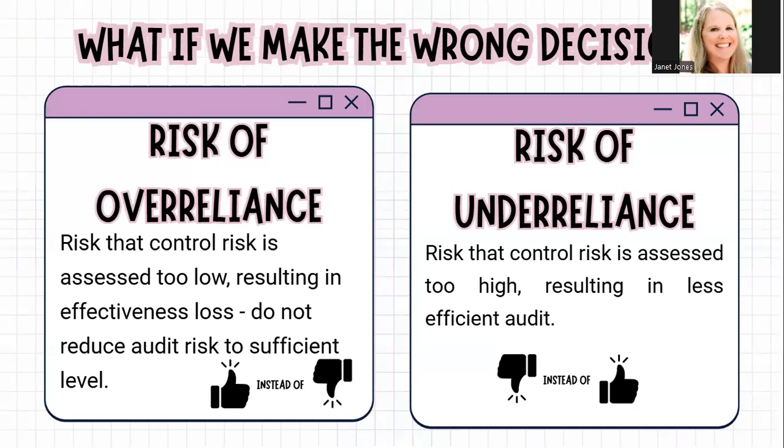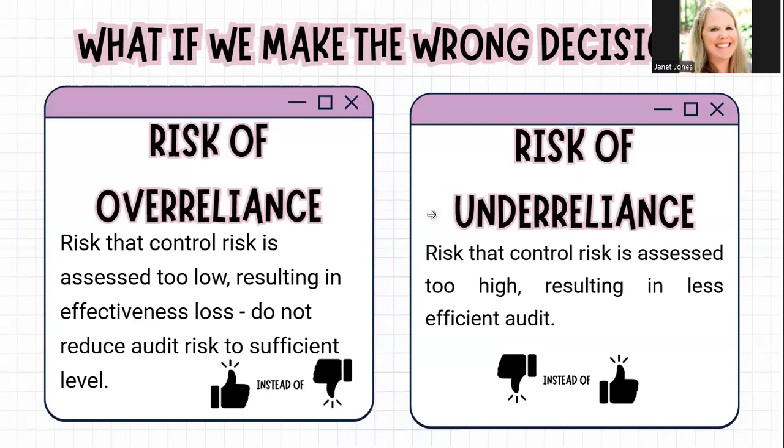In that type 1 error, we have the risk of over-reliance. We're giving the population a thumbs up, but we really should have given it a thumbs down. So we look at a sample, everything looks good in the sample. We say everything looks great. We don't reduce or extend our net of testing. We don't reduce our audit risk to a sufficient level because that population really did have a problem. Those controls were not operating effectively. So that's that risk of over-reliance.